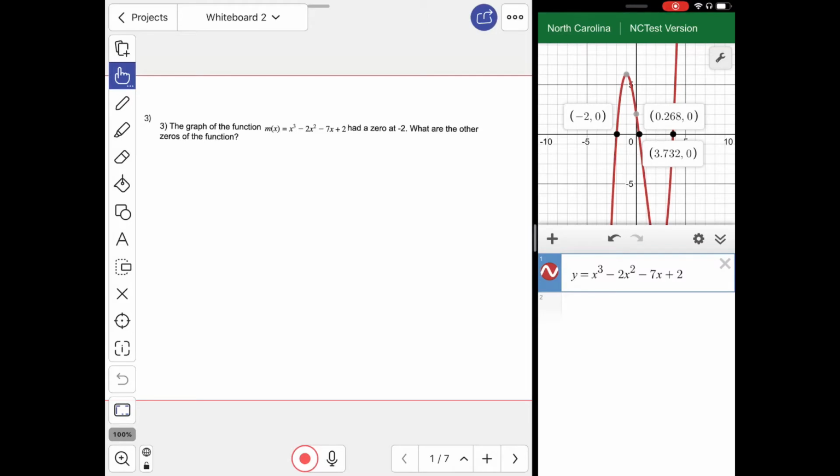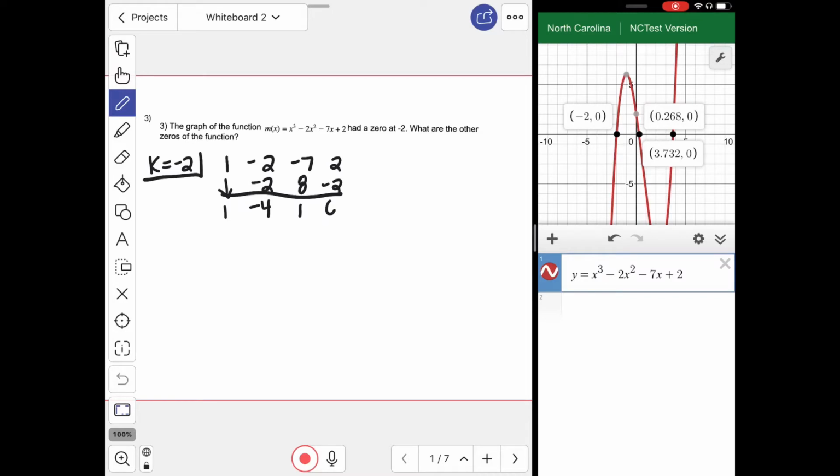So looking at this problem, I have a 0 at -2. So I have k equals -2. And I have 1, -2, -7, and 2. And I'm just going to do my synthetic division here. And we do have a remainder of 0, which is what should happen. So I now have a polynomial that is a quadratic that I'm going to have to use the quadratic formula for.